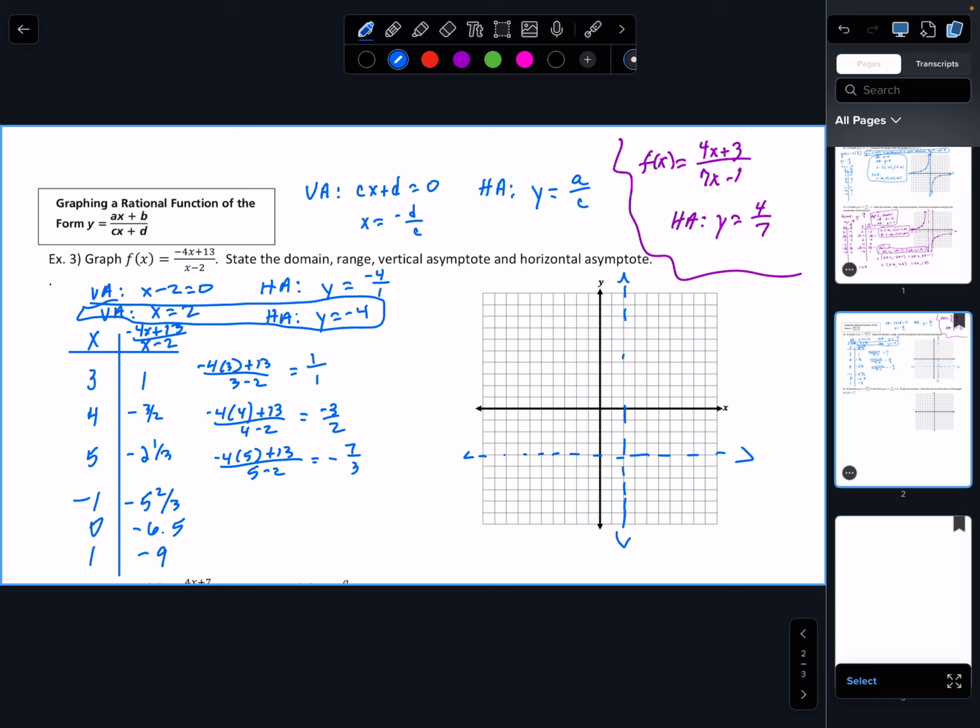And now plot them. If you go to the right 3, you're up at 1. If you go to the right 4, you're down 1.5. And if you go right 5, you're down 2 and 1/3. And so I've got 3 points. I've got asymptotes that I can follow, or attempt to.